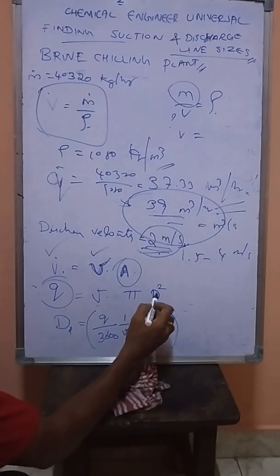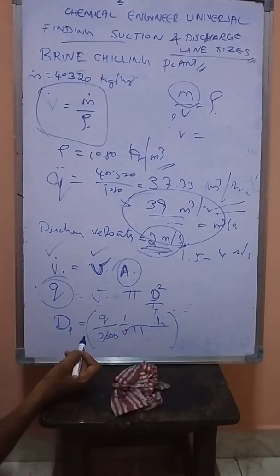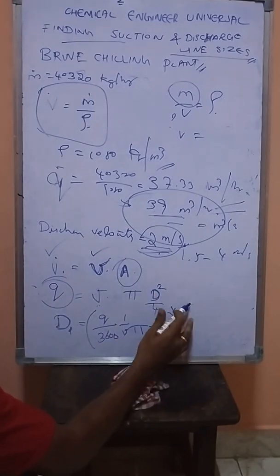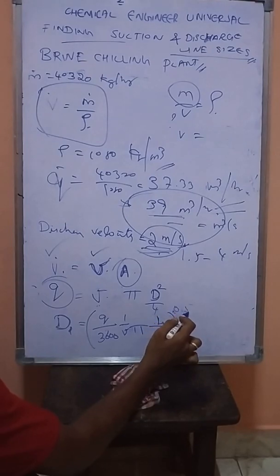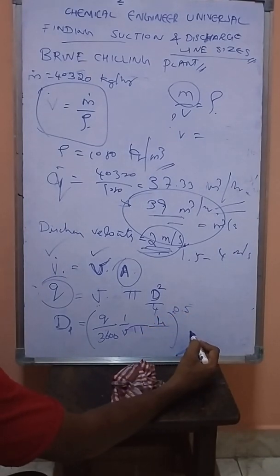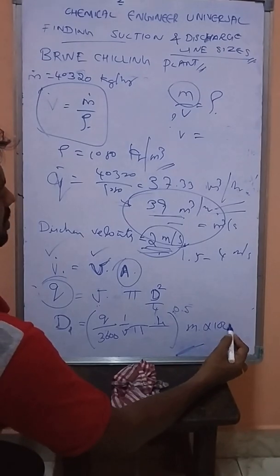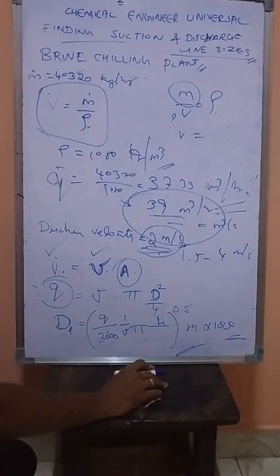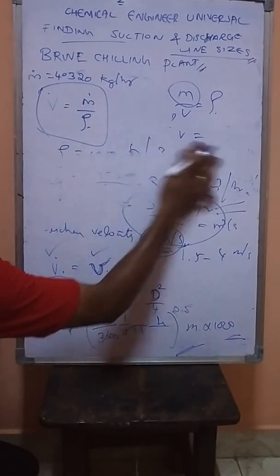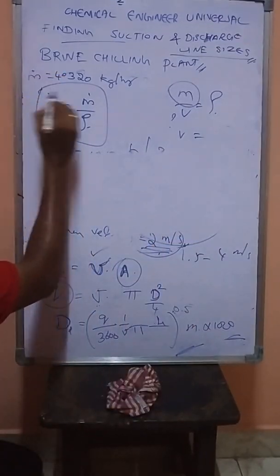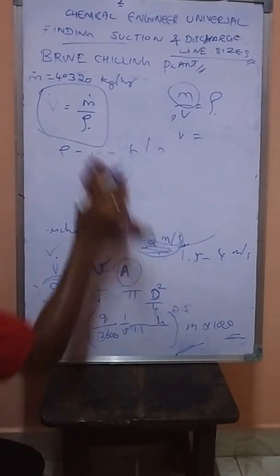Actually this is d square, and we are going to find out d only. So you just take the square root, which is 1 by 2, or you can take it as 0.5. The final output will be in meters. If you want the line size in mm, multiply it by 1000. So if you go by this formula, you know the Q value. Just take this one.